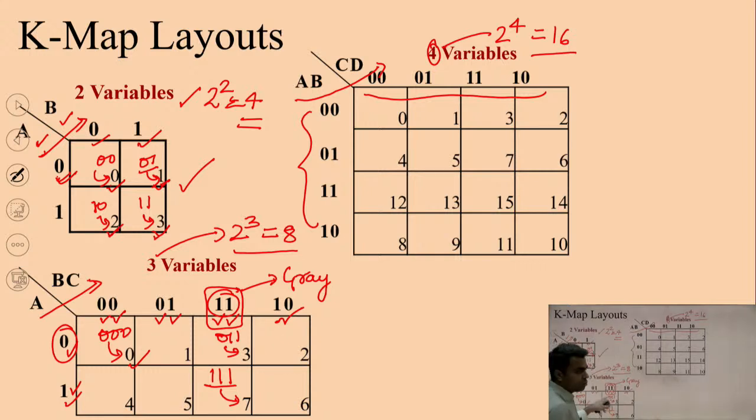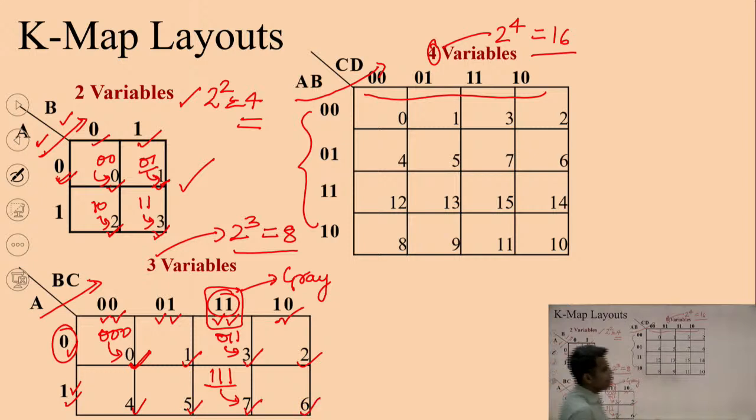But in the 3 variable K map, we saw that there are third and fourth columns. So the entries of the third and fourth column were swapped. You can simply remember it like this: 0, 1, 2 in the fourth column and 3 in the third column. Similarly, going in the next row, 4, 5, instead of 6, 7, we are writing 7, 6.